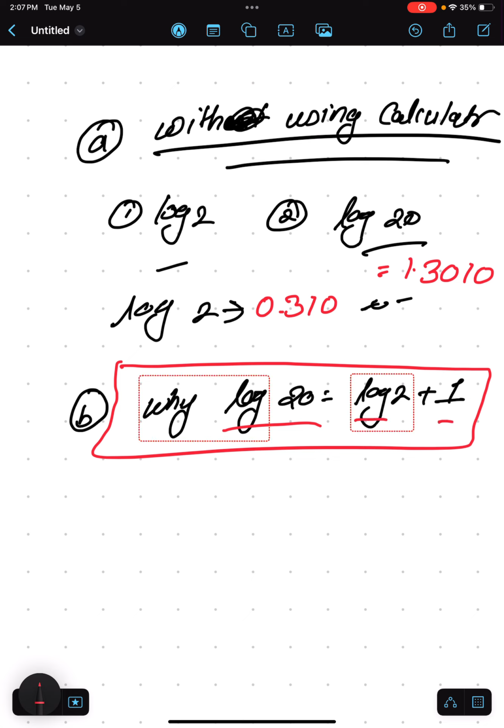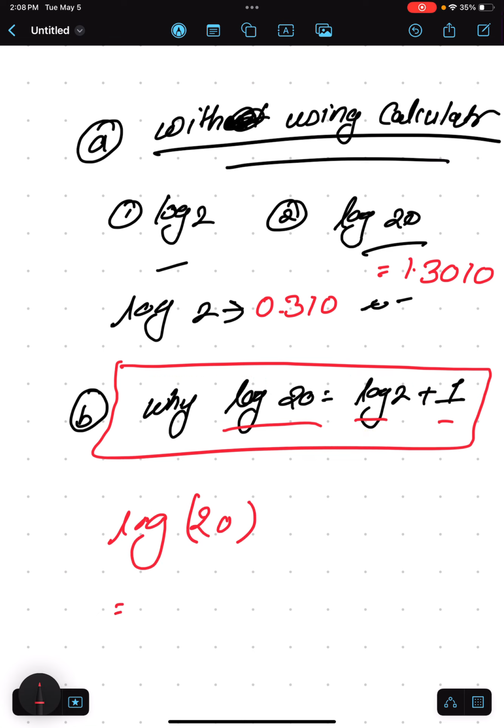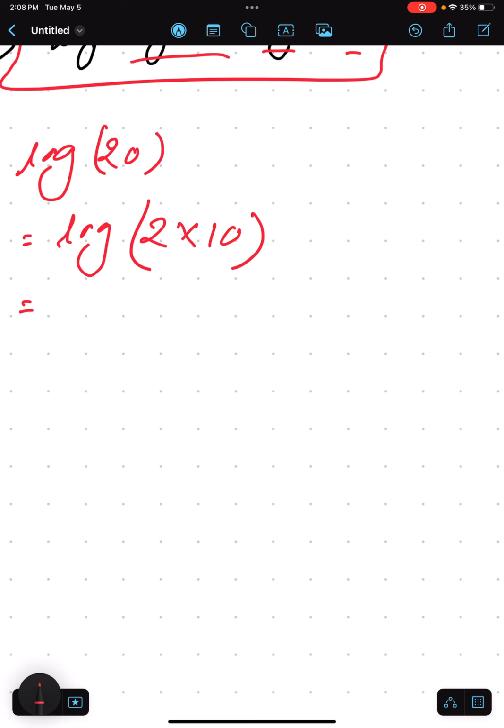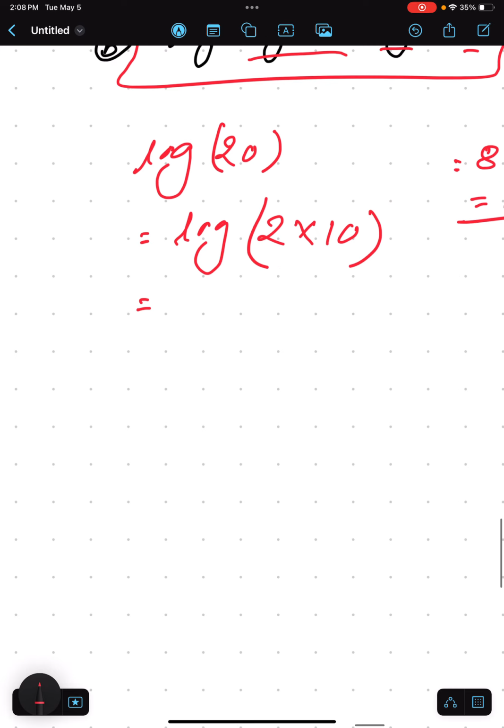So how do you prove this? Okay, let me do it. Log 20, can I write log 20 as log 2 into 10, right? Log 20 means log 2 into 10. So in that case, in previous step we have learned, if it is 8, then I can write this as 10 log to the power 8, right? And this is same. So similarly, if I want to write 2 as 10 log power 2 into 10 power 1, I can write this too.